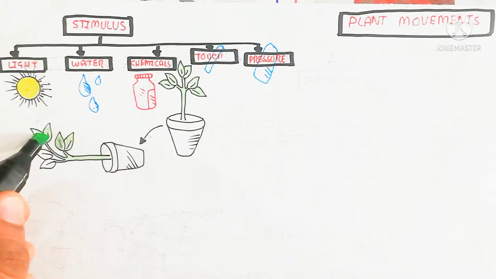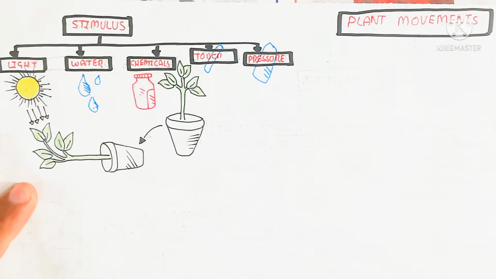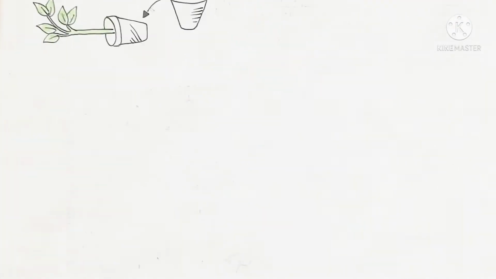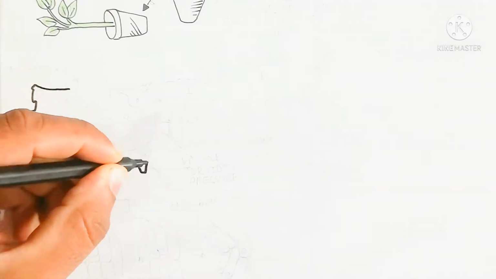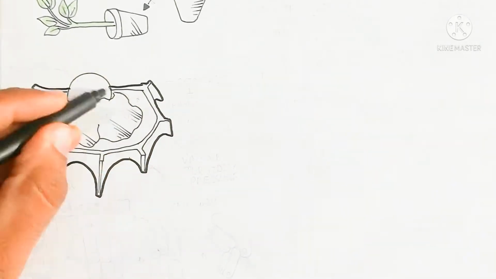For example, here is the plant pot, and it will move toward the light or away from the light. So the phototropic movement, sorry, not tactic.